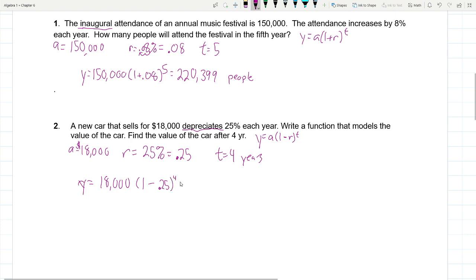to the fourth power. And again, plugging this all into my calculator, if I have the TI-30X or the TI-30XS or whatever those are, I'm able to punch this entire thing in at one time, which is a lot better for calculating it instead of doing 1 minus 0.25 to the fourth power equals and then multiplying it by 18,000. So you should get a number around or at 5,695.31.